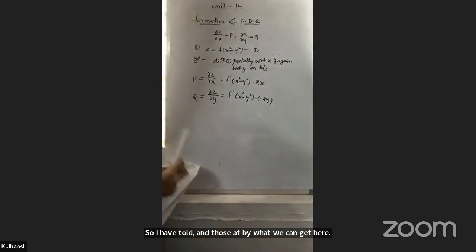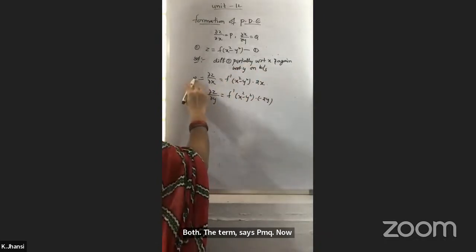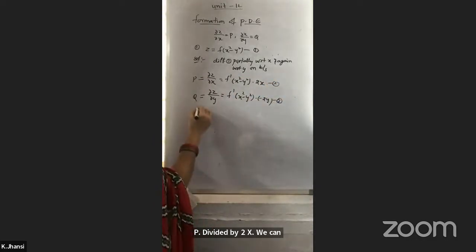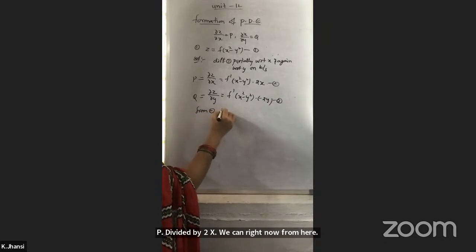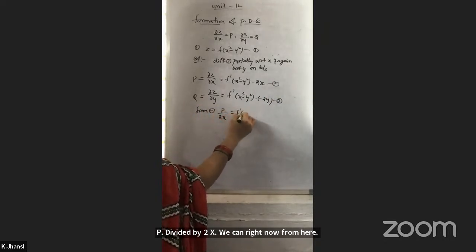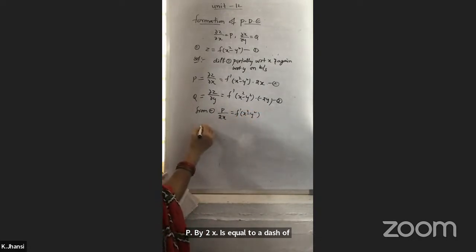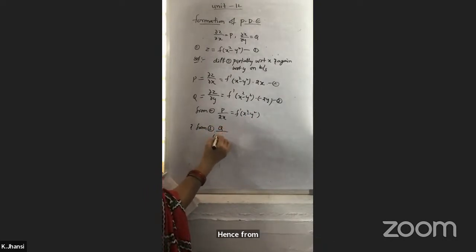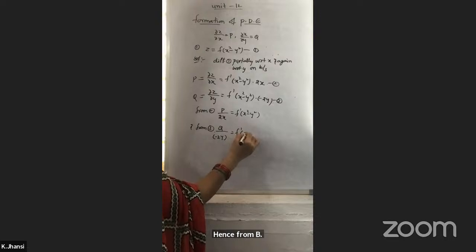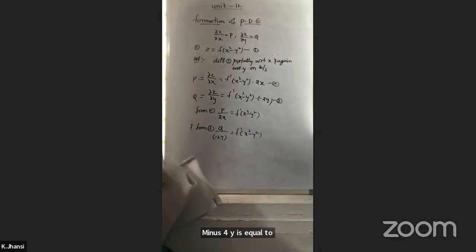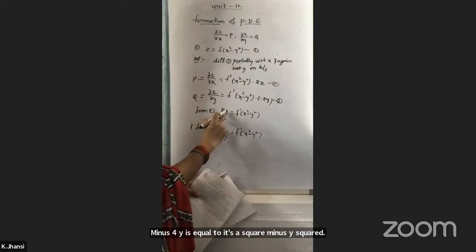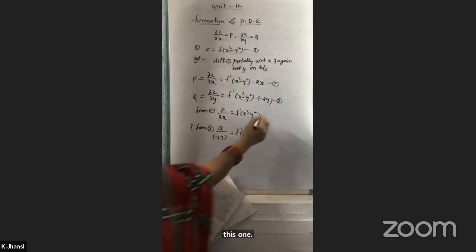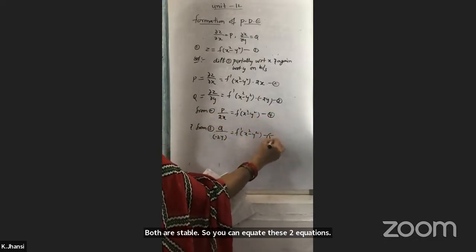Now we can write p divided by 2x from equation 2: p by 2x equals f dash of x square minus y square, and from 3, q by minus 2y equals f dash of x square minus y square. From these two equations, we got p by 2x equals this. Both are the same now, so you can equate these two equations. Take them as 4 and 5.